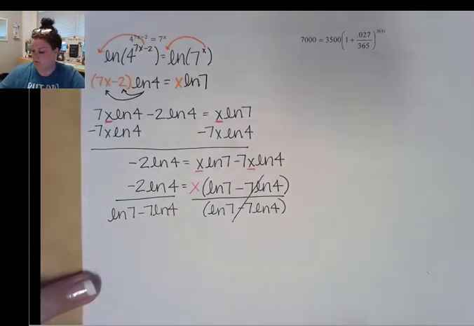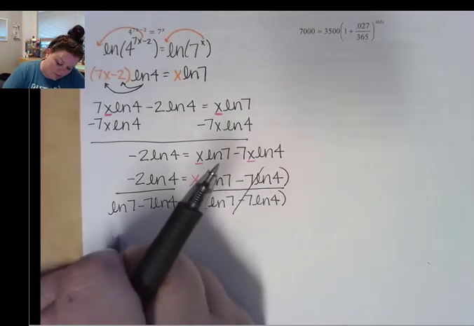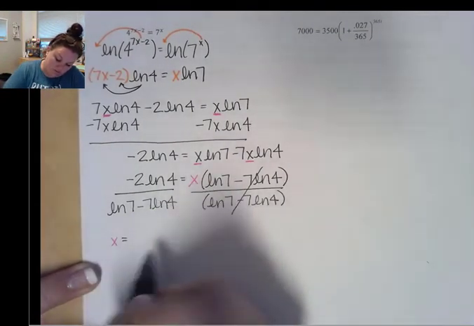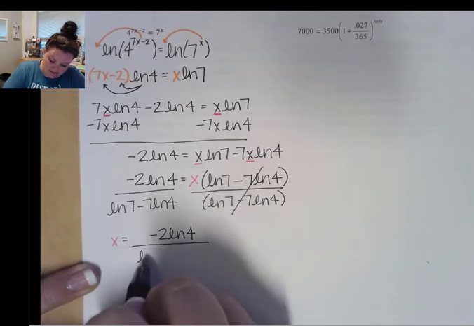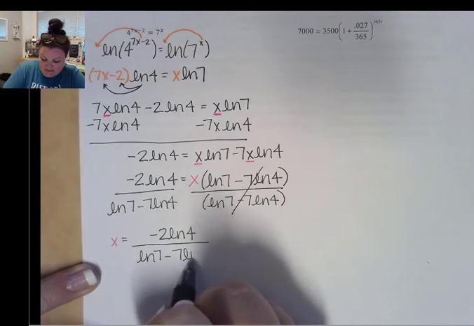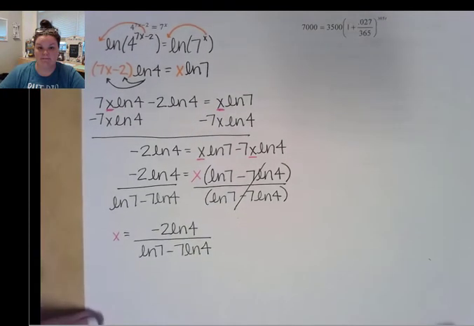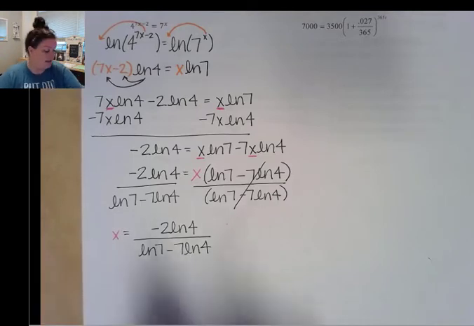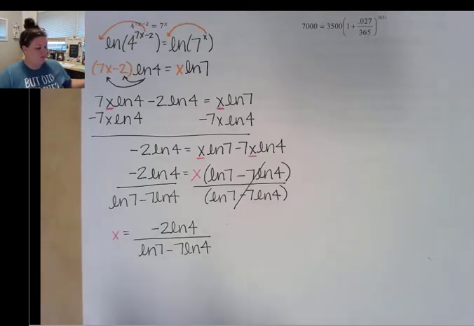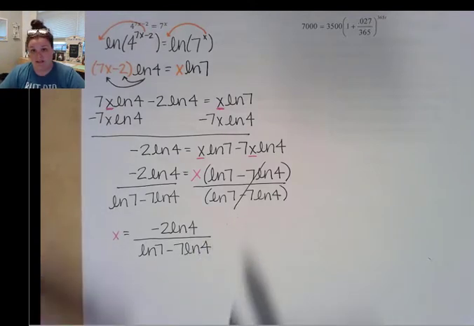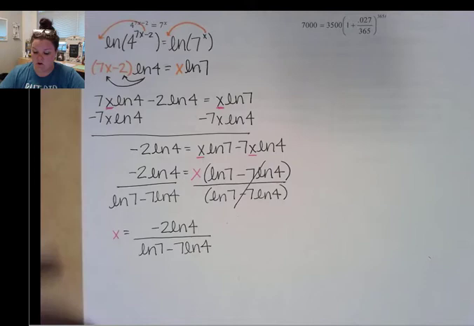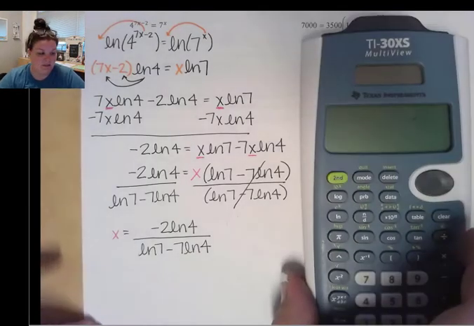Okay, so what this is saying, I'm just going to rewrite it down here below, is that x is equal to negative 2 ln 4 divided by ln of 7 minus 7 ln of 4. Okay, and so this is what we need to calculate on our calculator and get a decimal approximation, right? So the way I like to do it, you can approximate the top and approximate the bottom and then divide those approximations, or you should be able to do it all in one step.